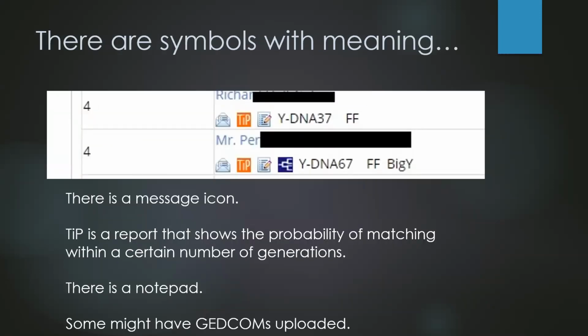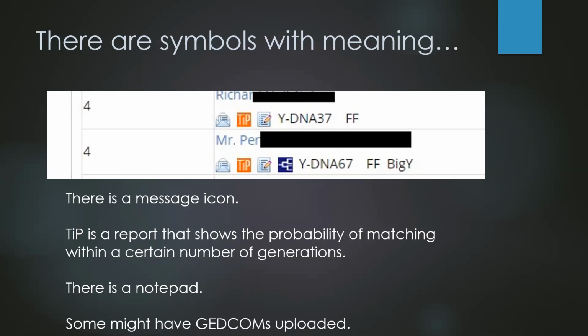I want to talk about some of the symbols that show up in the match list so that you know where you can find more information. With each of your matches, there is a message icon. That's what that envelope is with the little piece of paper in it. So you can shoot messages to your matches. You can talk about who's the most recent ancestor that you think you have in common, those kinds of things. There is a button that's called TIP, T-I-P. It's a report that shows the probability of matching within a certain number of generations. I'll show you that on the next slide. There's also a notepad, so you can keep notes about your matches, that maybe you contacted them, they have a common ancestor of whoever, you can make notes back and forth.